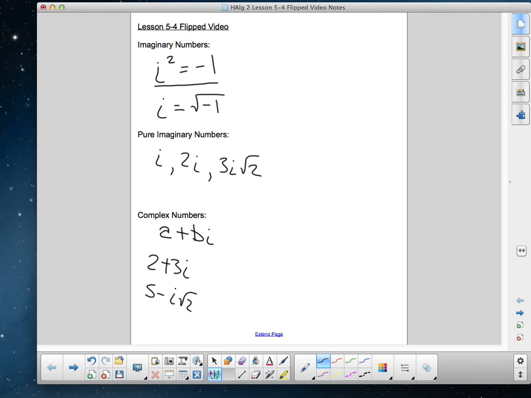So there's a couple things from this page about imaginary numbers. First of all, it's all from the fact that i squared equals -1. That was the definition that mathematicians gave so that we could handle taking the square root of a negative number. So i is represented by the square root of -1. And anytime you see the square root of -1, we can now take it out and replace it with an i.